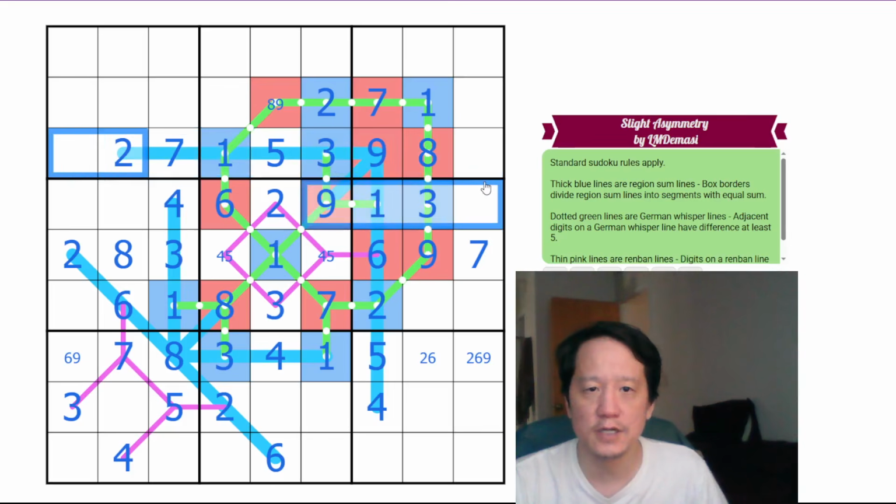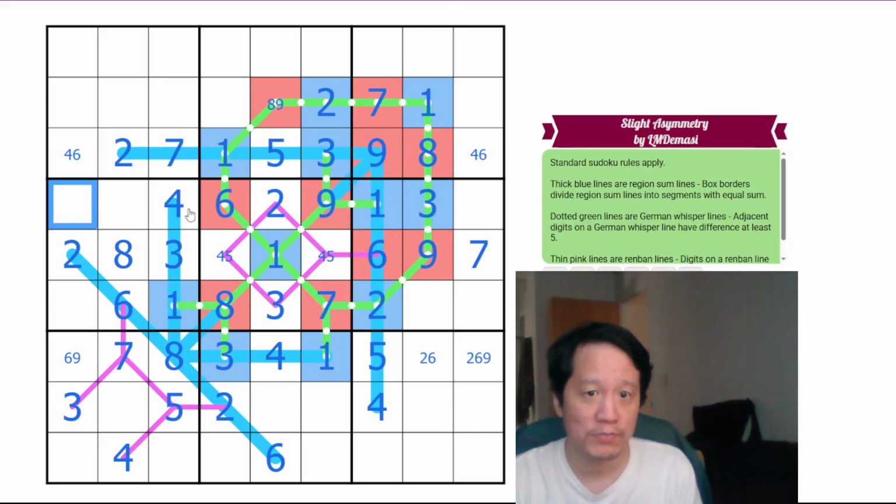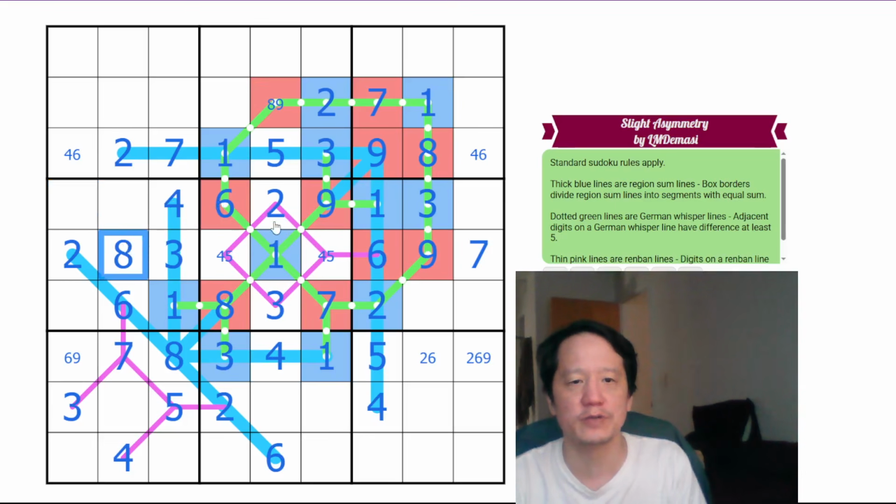Remaining digits in row 3 are 4 and 6. In row 4, we have 7, 8, and 5, but 8 cannot be either digit here because of the 8 in the box. So 8 has to be here, then this is 5, 7, and this can't be 7 because of 7 in the column. So that's 5, that's 7.